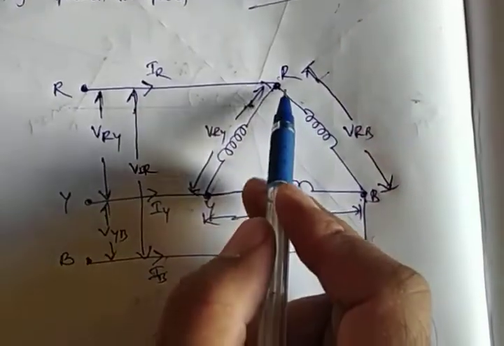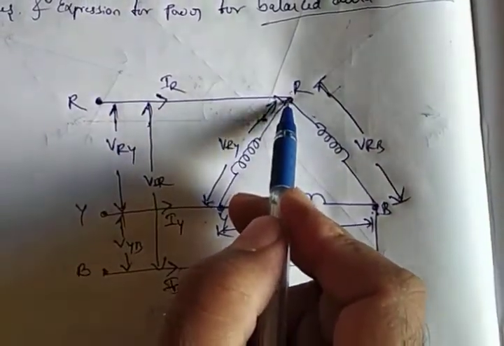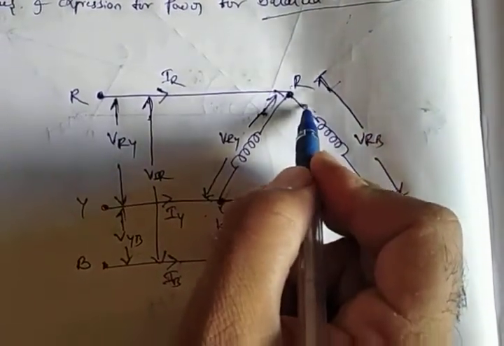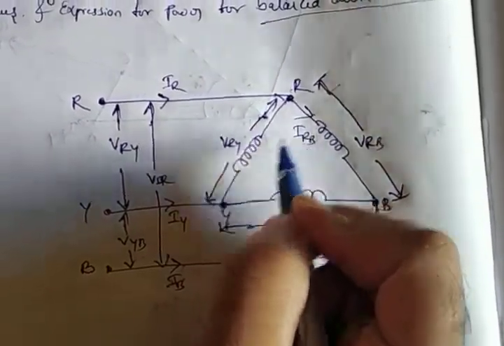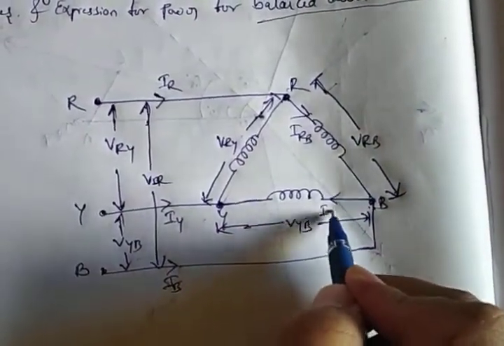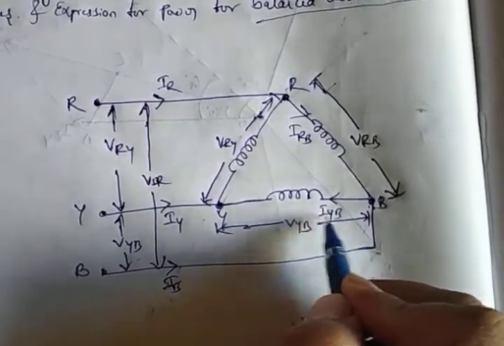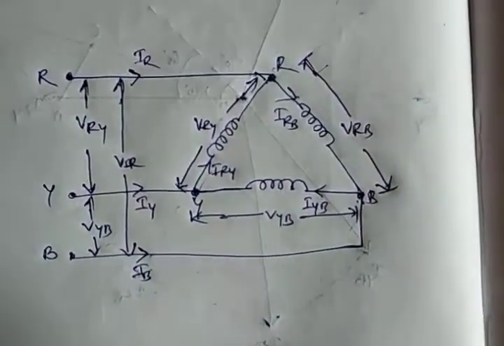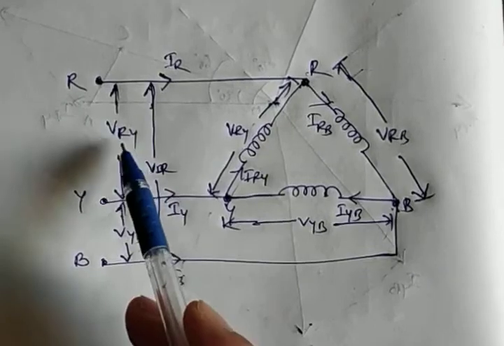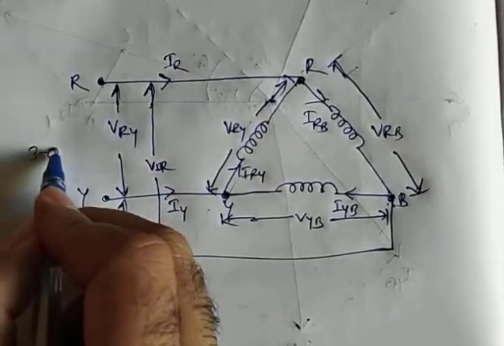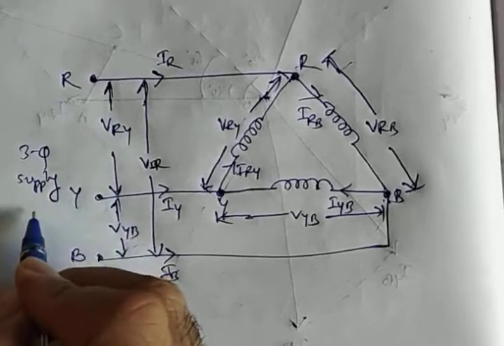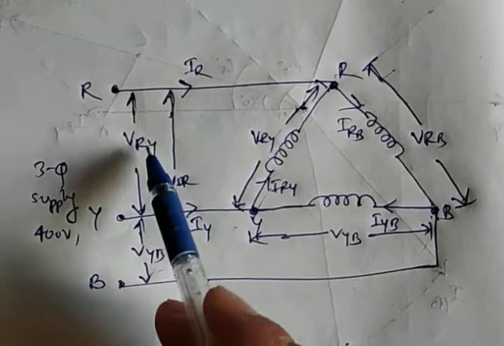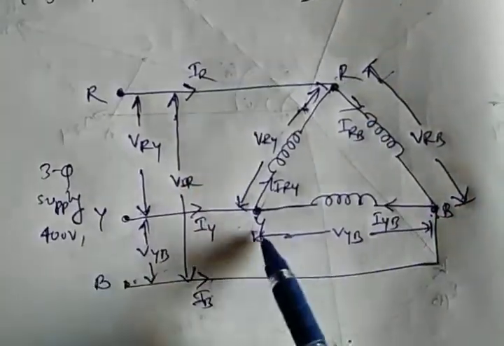And line currents, the current IR is coming here, the current IB is also coming. So two currents at this phase, that's why you will take IRB, and here IYB, and here IRY. Very simple. Across the line, this is the supply side, three-phase supply, 400 volt will be given to the machine. So these are the lines RYB, these are the phases RYB.